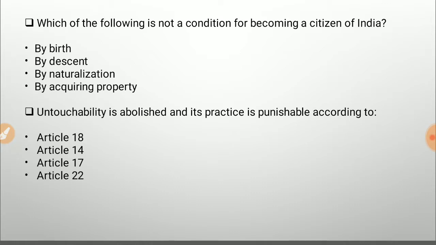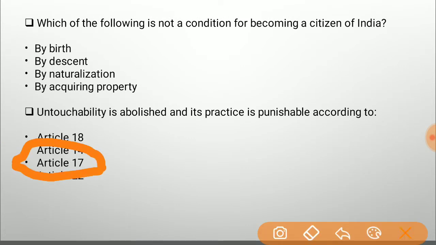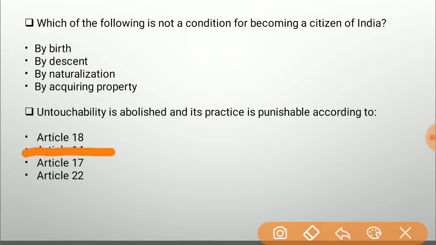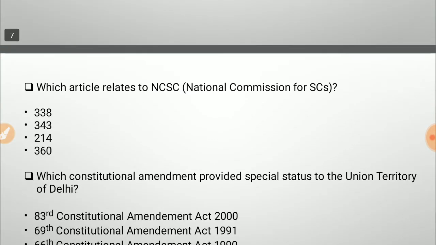Untouchability is abolished and its practice is punishable according to Article 18, Article 14, Article 17, Article 22. The correct answer here is Article 17. Article 17 is our answer. Let's see the other articles. Article 22 relates to protection against arrest and detention in certain cases. Obviously, it has exceptions. Article 14 relates to right to equality before law, and Article 18 relates to the abolition of titles like Raja, Maharaja, and these kinds.